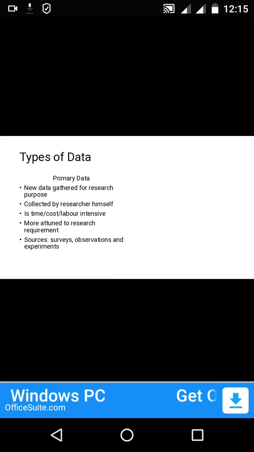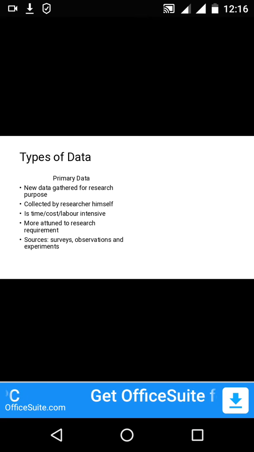Now this is very important. It is collected by the researcher himself. It also means that since collection of primary data is a very time consuming activity, the researcher may also deploy some field workers to go and collect the data. That will also be part of primary data only. Since the researcher himself or his or her field workers are going to the field to collect the data, collection of data is going to be time consuming. It would be time, cost and labor intensive.